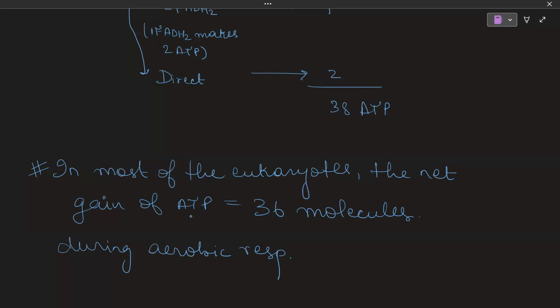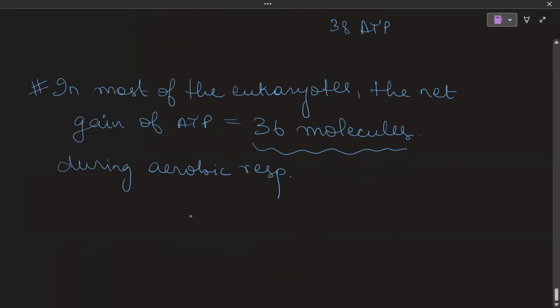In eukaryotes, aerobic respiration gives only 36 molecules of ATP. See, 38 ATPs are for the whole respiration process. We are not considering whether it is aerobic or anaerobic. But if we are considering only aerobic, then it will be 36 molecules. Okay. Done. Any doubts?